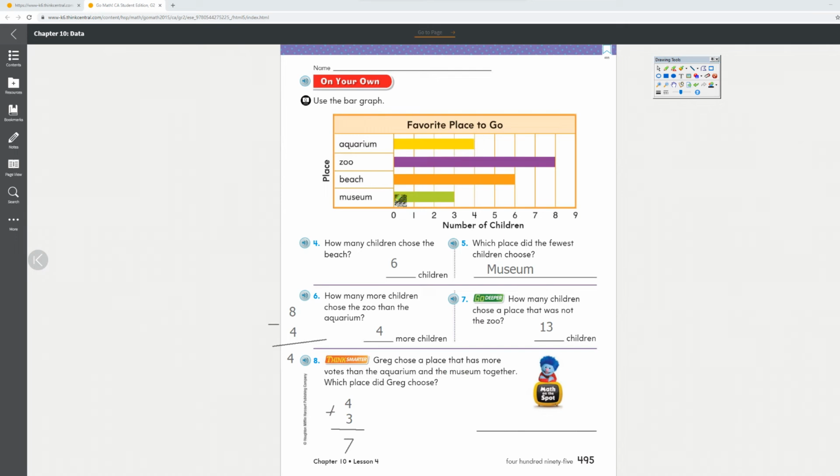So which category has more than 7? So Greg chose the place that has more votes than both of those two together. Which one has more votes than both of them together? The only one that it could be is the zoo, because there are 8 students that chose the zoo. So that's more than 7. 8 is more than 7. Therefore, the zoo is the answer. Greg chose the zoo.